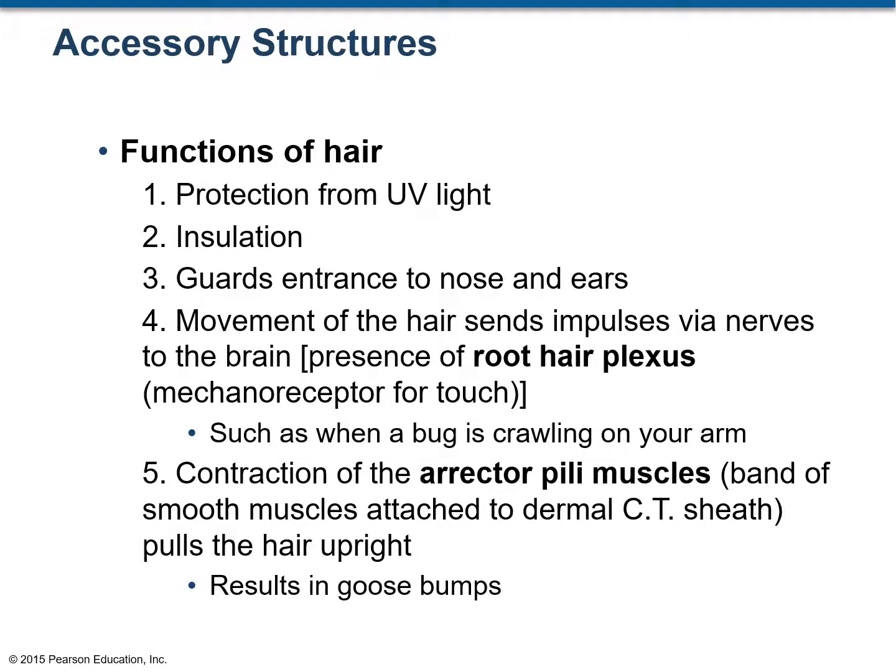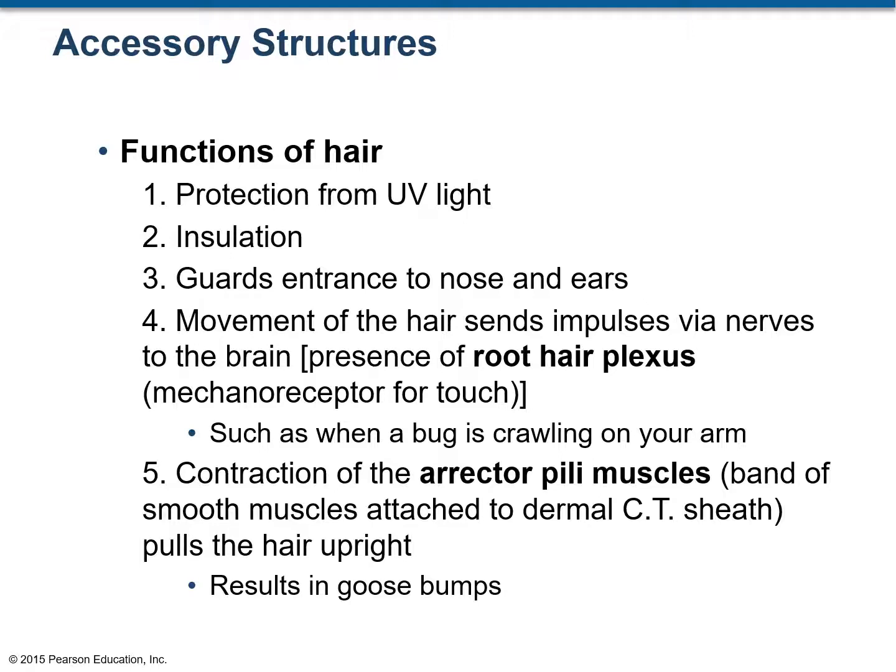The main functions of hair are protection and insulation. Even the short hair which is present in the nasal cavity guards the entrance to the nose and prevents the entry of large debris or bugs. Also, there is a root hair plexus. Plexus means a network. So there is a network of nerves associated with the hair follicles. So when a bug is crawling on your arm, your hair moves. When the hair moves, the root hair plexus immediately detects this and sends a message to the brain, and then the brain sends a command to the eyes and your eyes look in that direction.